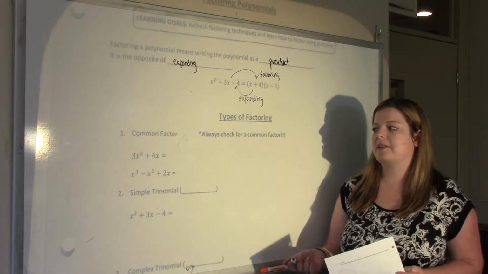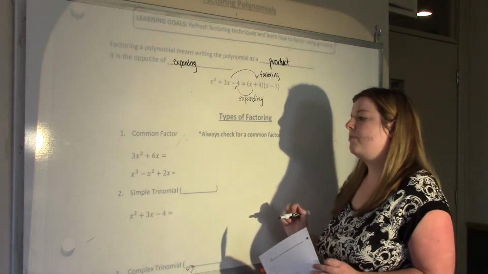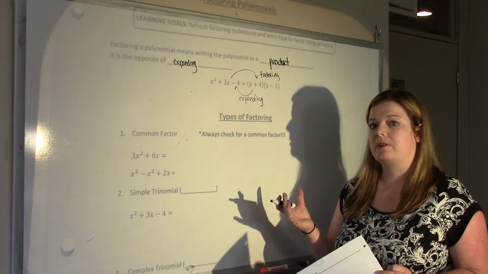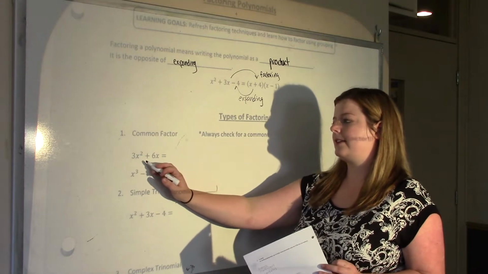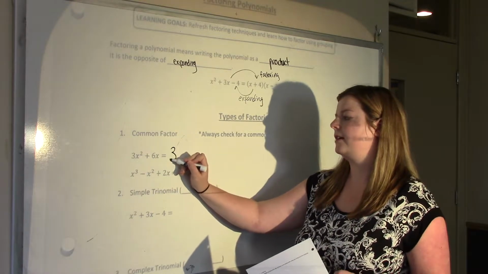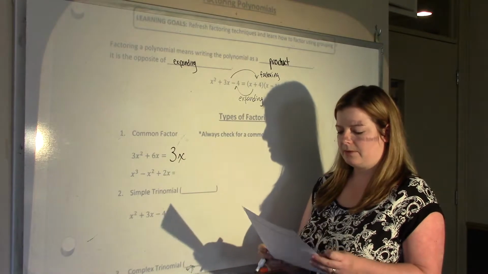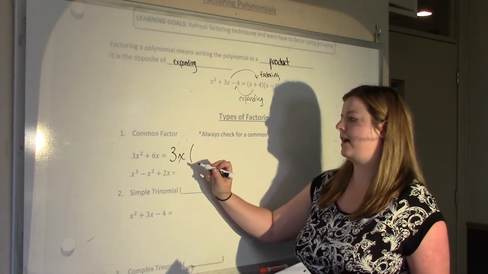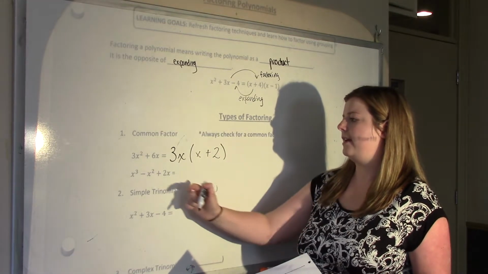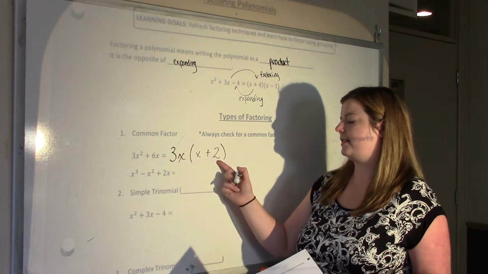A common factor is something that can be divided out of every term in the polynomial. So make sure you look for the highest number that can be common factored out and then the highest variable. In this case, 3x squared plus 6x, both of these terms are divisible by 3, and both of these terms have at least one x. So what you're left with, if you were to multiply this back, is x plus 2, because 3x squared divided by 3x is x, and 6x divided by 3x is 2.